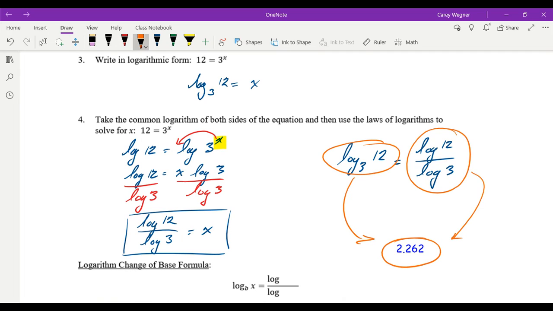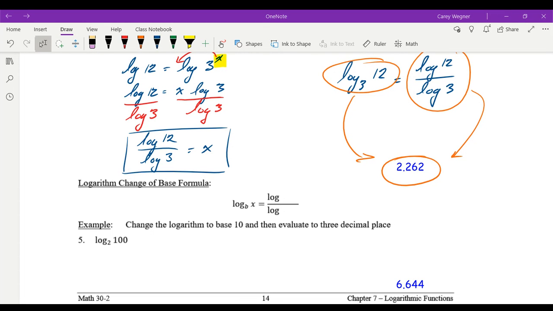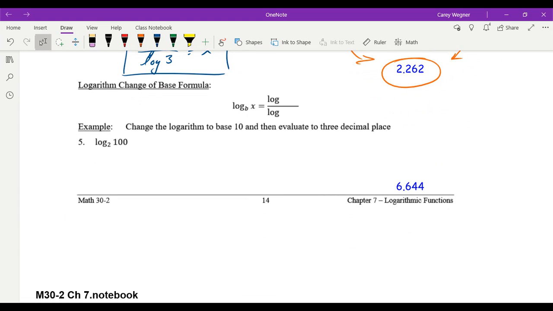Now, let's formalize this change of base formula. So here we have it. Log base b of x will equal the log of x divided by the log of b. So you'll notice that the base for a logarithm becomes the argument of the logarithm in the denominator. Now here I rewrote it as a common logarithm because that's the most useful form for this change of base rule. But we could actually do this with any base.